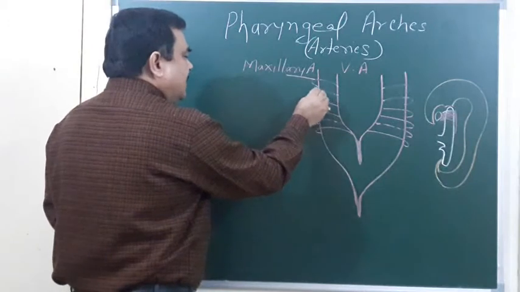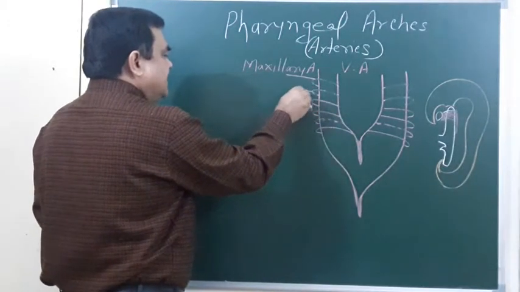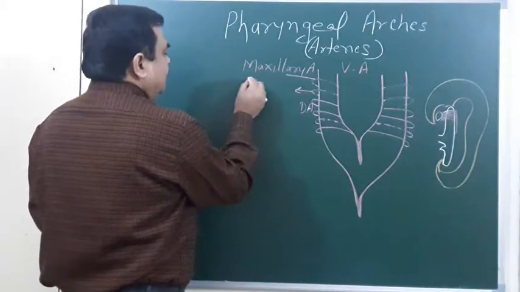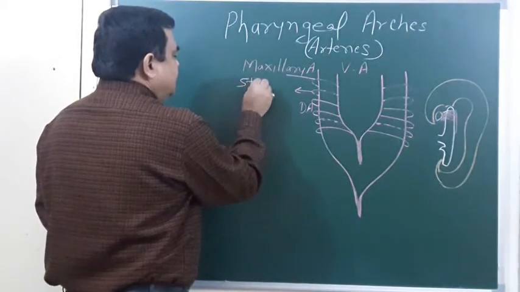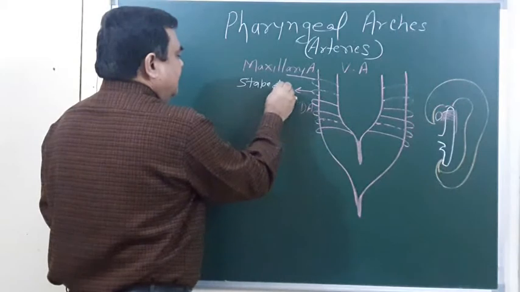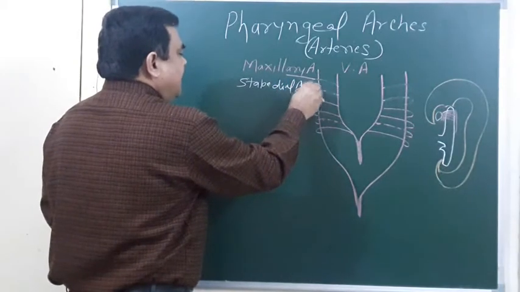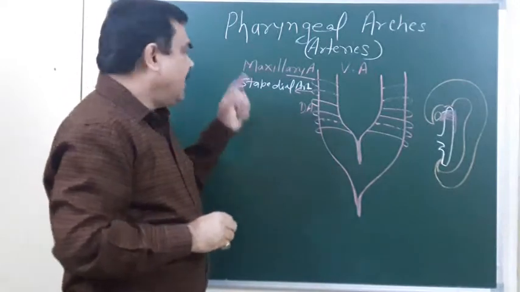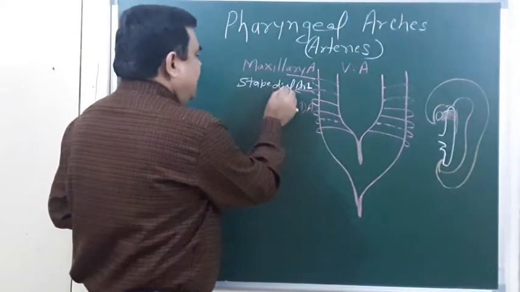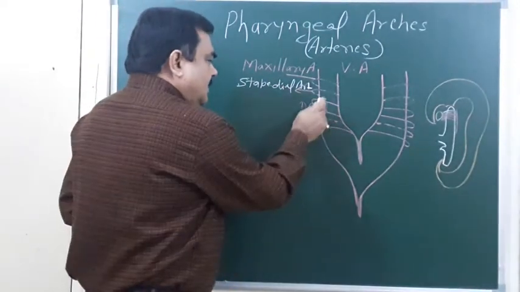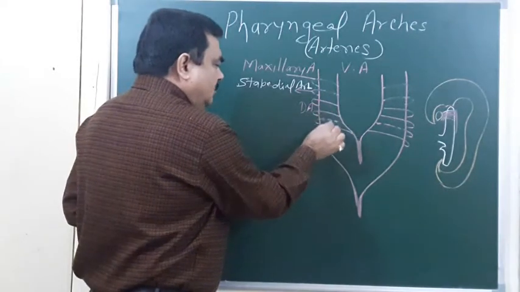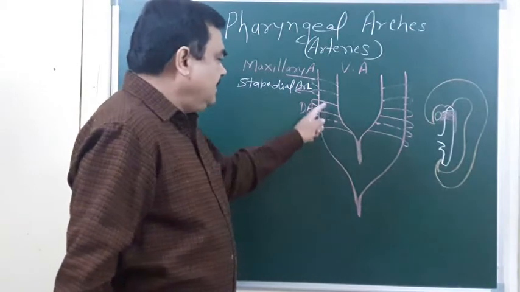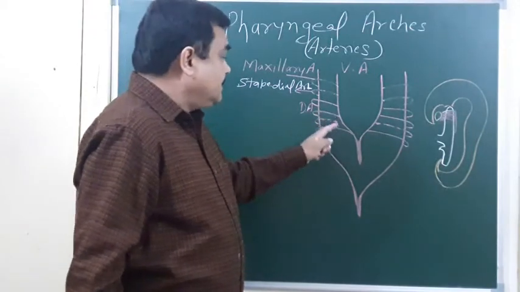And a small portion of the second arch artery persists and forms the stapedial artery. This is stapedial artery, and also hyoid artery, stapedial and hyoid artery. The third, fourth and sixth arch arteries persist, and these form the various important vessels.